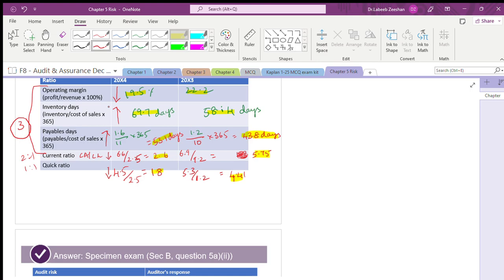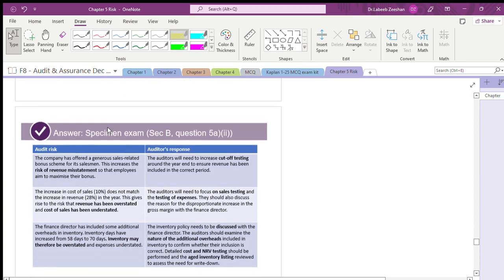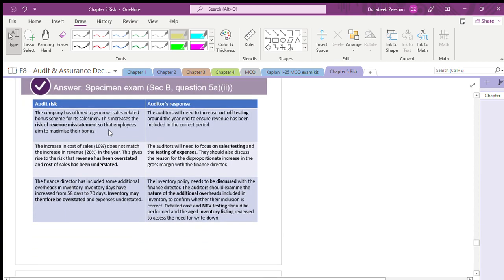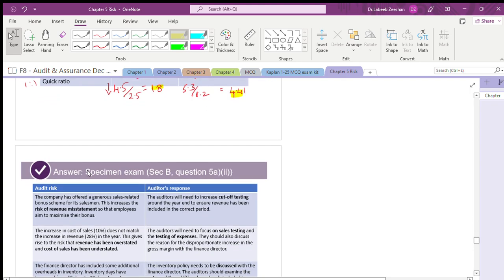Now, got my point? If you take the things, what happens? They are talking about the audit risk. They are talking about the audit response. For this, they will give you 3 marks. Understand my point? They will give you 3 marks. As simple as that. Now, what are the implications?